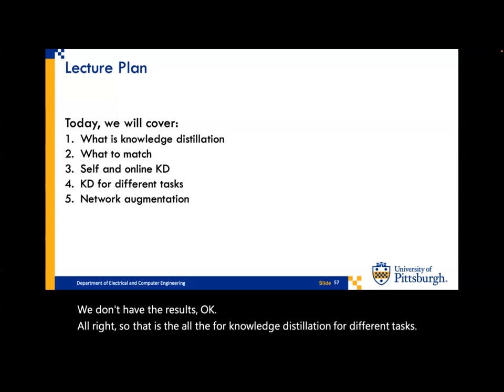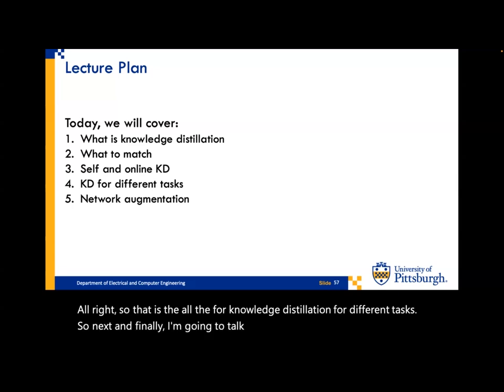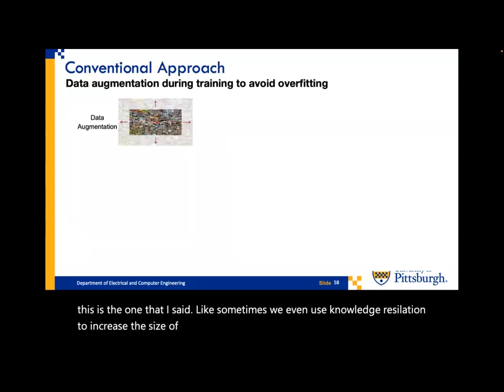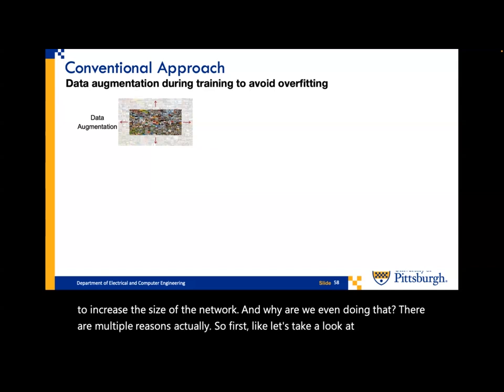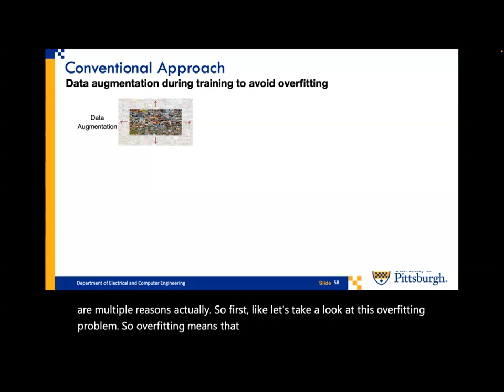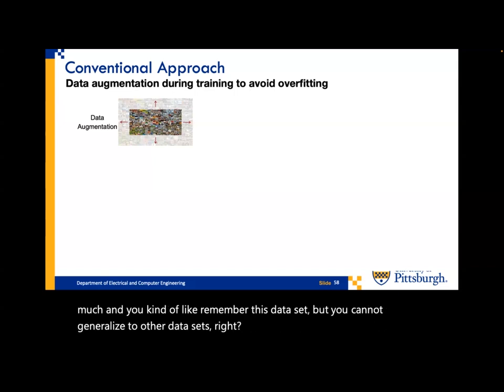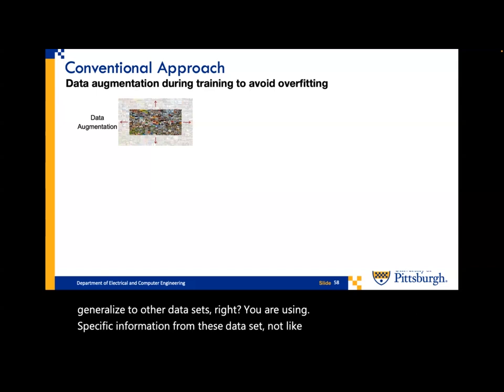So next, finally, I'm going to talk about network augmentation. This is the one where I said sometimes we even use knowledge distillation to increase the size of the network. Why are we even doing that? There are multiple reasons actually. First, let's take a look at the overfitting problem. Overfitting means you are training on this data set too much, and you remember this data set, but you cannot generalize to other data sets. You are using some specific information from this data set, not more general image information.